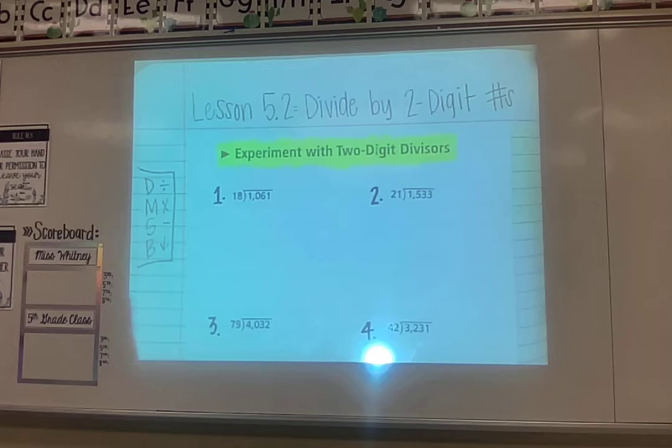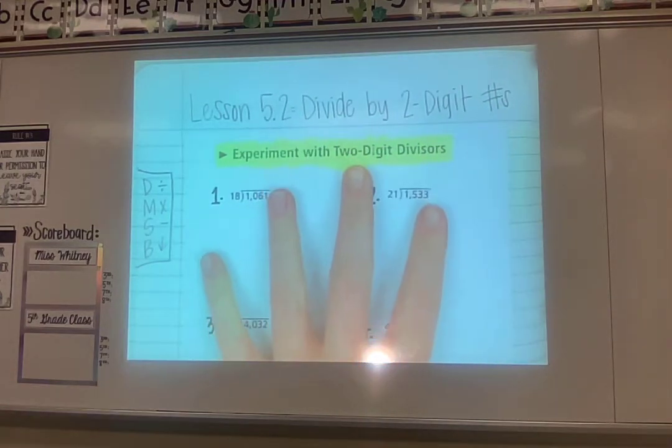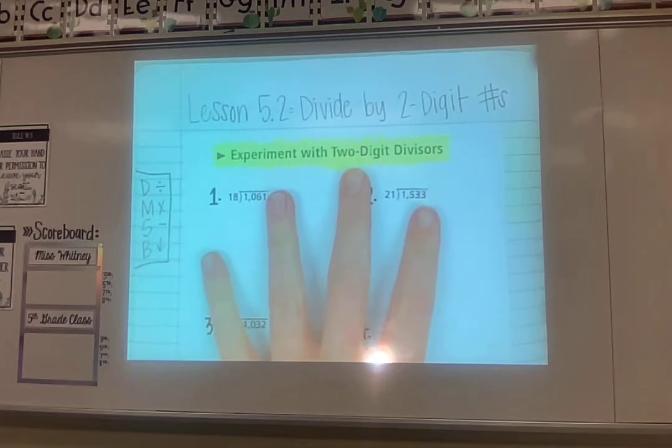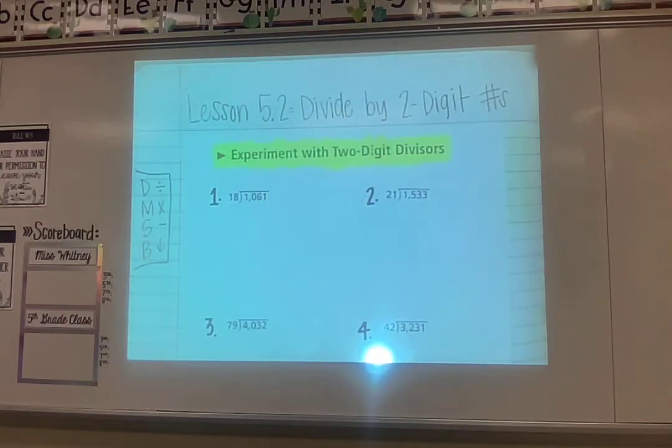Hi, fifth grade. Today's math lesson is lesson 5.2, and it is over dividing by two-digit numbers. Now, before we start our notes and our examples, I want to warn you, this lesson is difficult. I'm not going to pretend like it's not because I know that it's difficult. However, you can do it. It just takes a little bit more time.